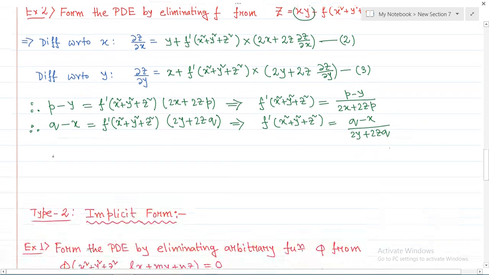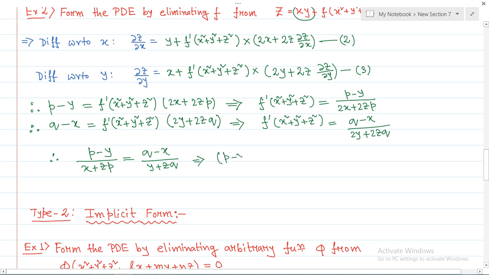So our final answer can be written as p minus y upon, I am just cancelling 2 from the denominator because both are going to be the same, x plus zp, equated with q minus x divided by y plus zq. So you just cross multiply this. So p minus y multiplied with y plus zq equals q minus x into x plus zp.